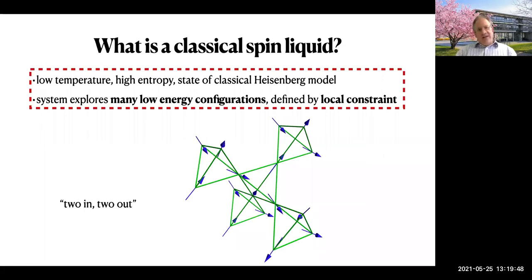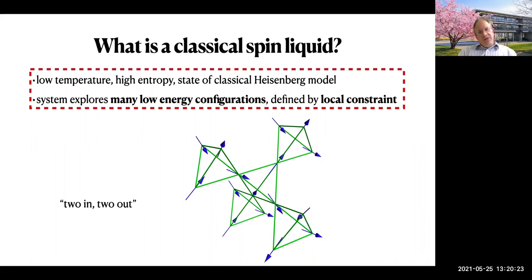So basically, it's a low temperature, high entropy state of, I'm going to be thinking about exclusively classical Heisenberg models. The basic idea is that the system explores many low energy configurations, which are defined by a local constraint. I'm going to go into the local constraint in a lot of detail. But basically, you should think of this not necessarily like in a quantum spin liquid where you have a unique, up to topological order, ground state, but where you basically have a huge entropy left down to the lowest temperatures. And then you ask, what are the correlations encoded in this kind of system?